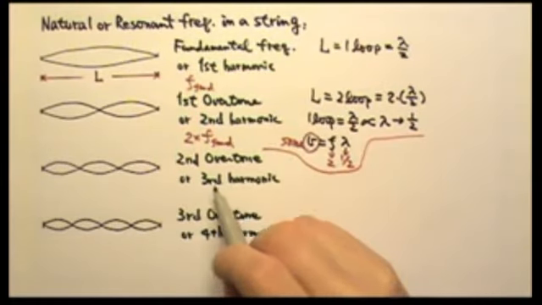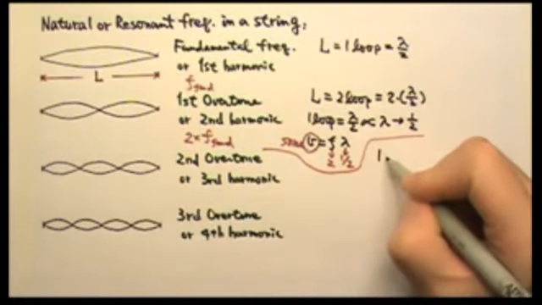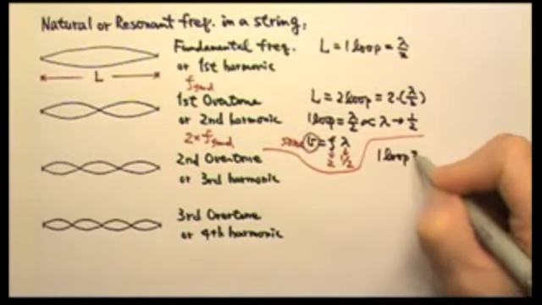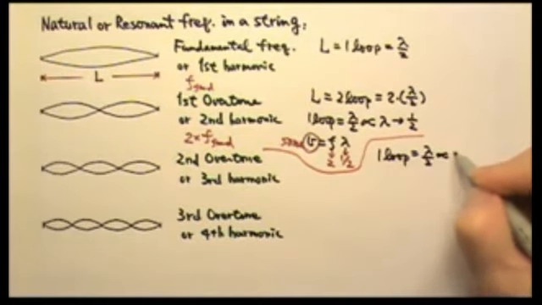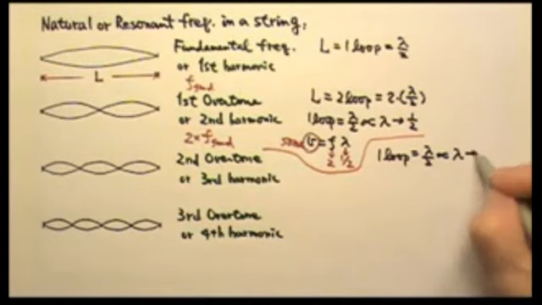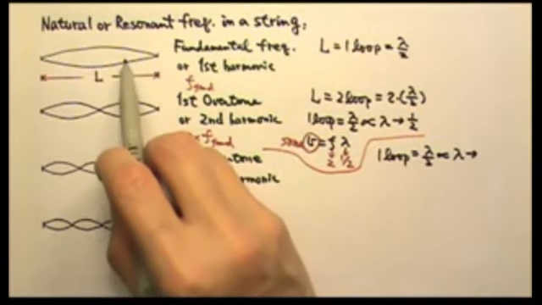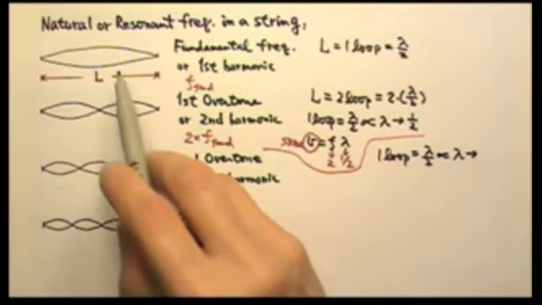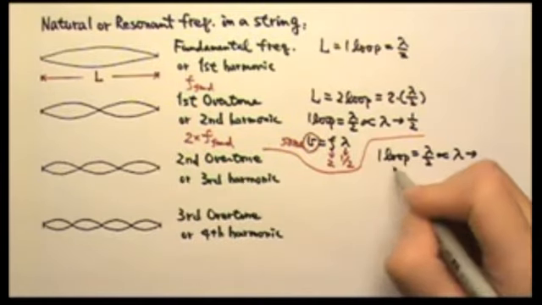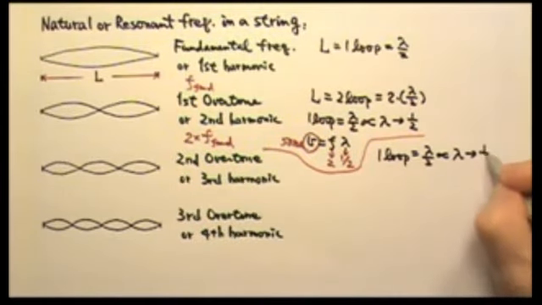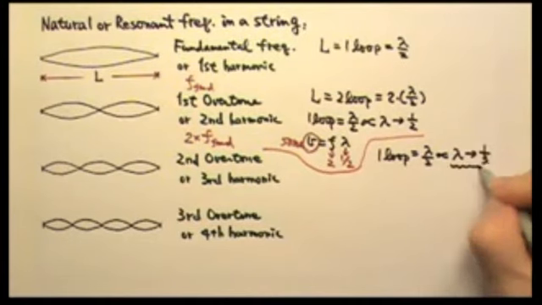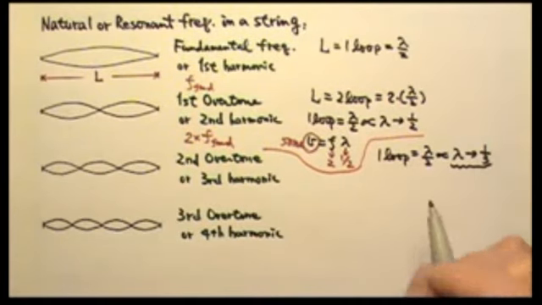For the second overtone or the third harmonic, the length of one loop, again, it is half a wavelength, which means it's proportional to the wavelength. The length of one loop compared to the fundamental frequency is 1/3 of that. So the length of one loop changes by a factor of 1/3. That means wavelength changes by a factor of 1/3.